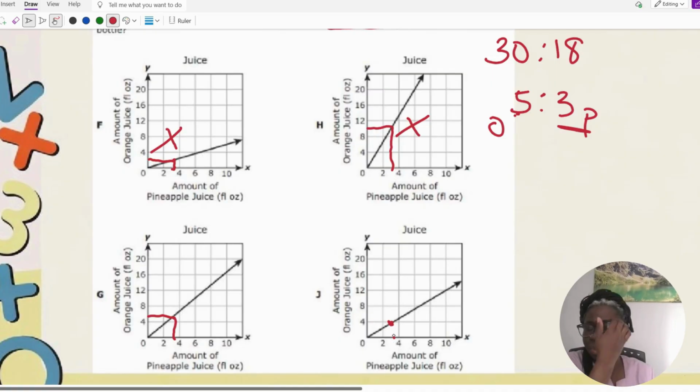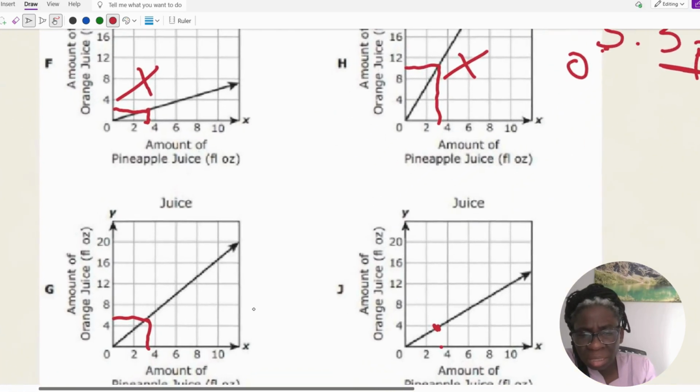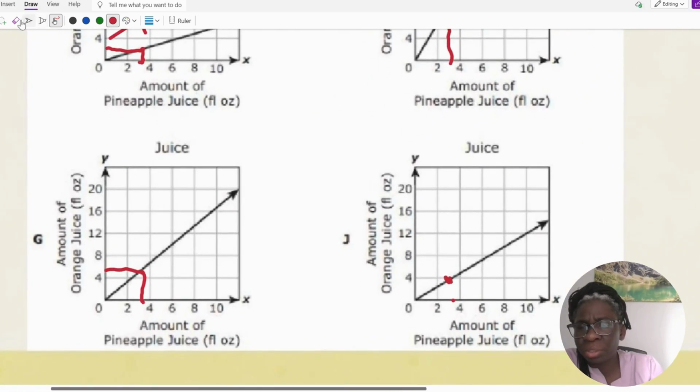So the answer is between G and J. But let's take a look at it very well. Let's do our calculation very well. Now let's look at it. Let's go to 3. If we have 3 here, 3 is here, 3 is here.